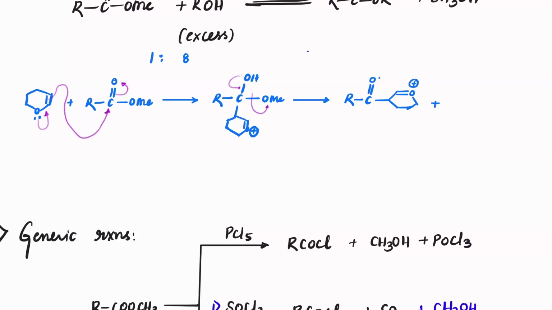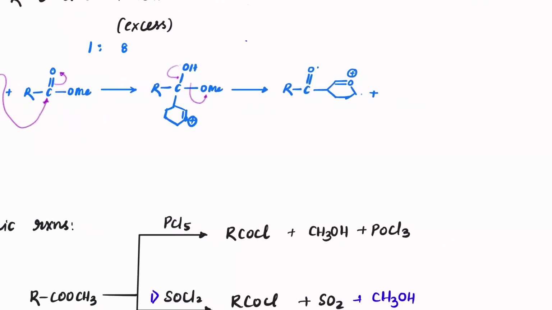And then we have CH3OH formed, correct? And the same CH3OH which is released will attack here so that the pi bond can be relieved. And that's how we will get this into R C double bond O, and we will get this as oxygen with OCH3. This is the product formation.